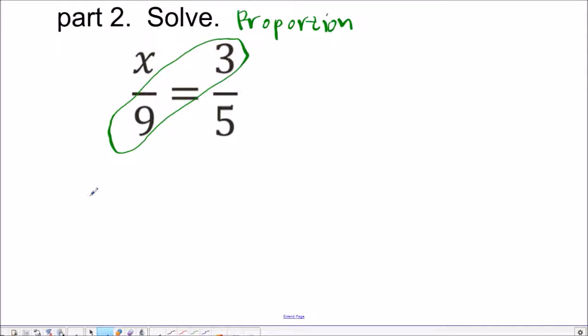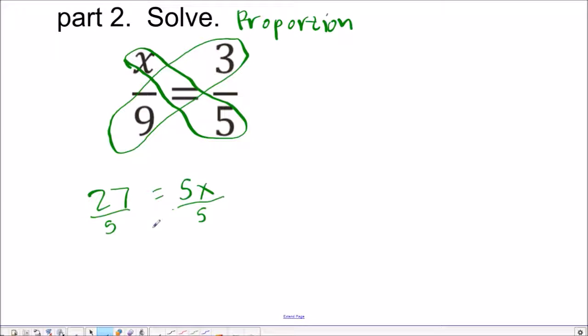3 times 9 is 27, and we're going to cross multiply this way as well, and 5 times x is 5x. Some students forget what to do in the middle here. You need an equal sign, and then we need to just solve. So divide by 5, divide by 5, and we get 27 divided by 5. Now, folks, you can totally leave it that way if you want, or if you prefer, you can type it in a calculator, and you can get 5.4 equals x. So that's all of the skills that we're going to need in order to access today's learning. So with that said, let's get to it.